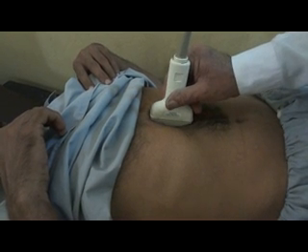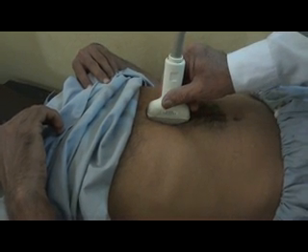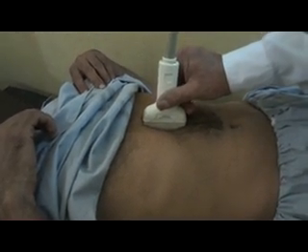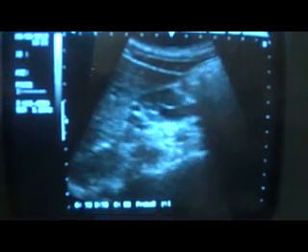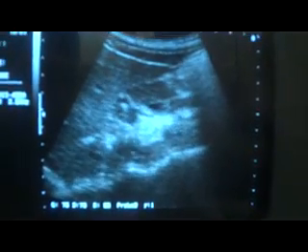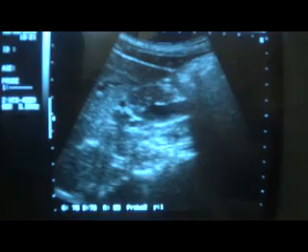Now see, this is the scanning plan. Place the probe below the costal margin and then angle it in such a way that the marker is down towards yourself, towards the subcostal region, pointing laterally. Now in this position I ask the patient to take a deep breath and hold it.